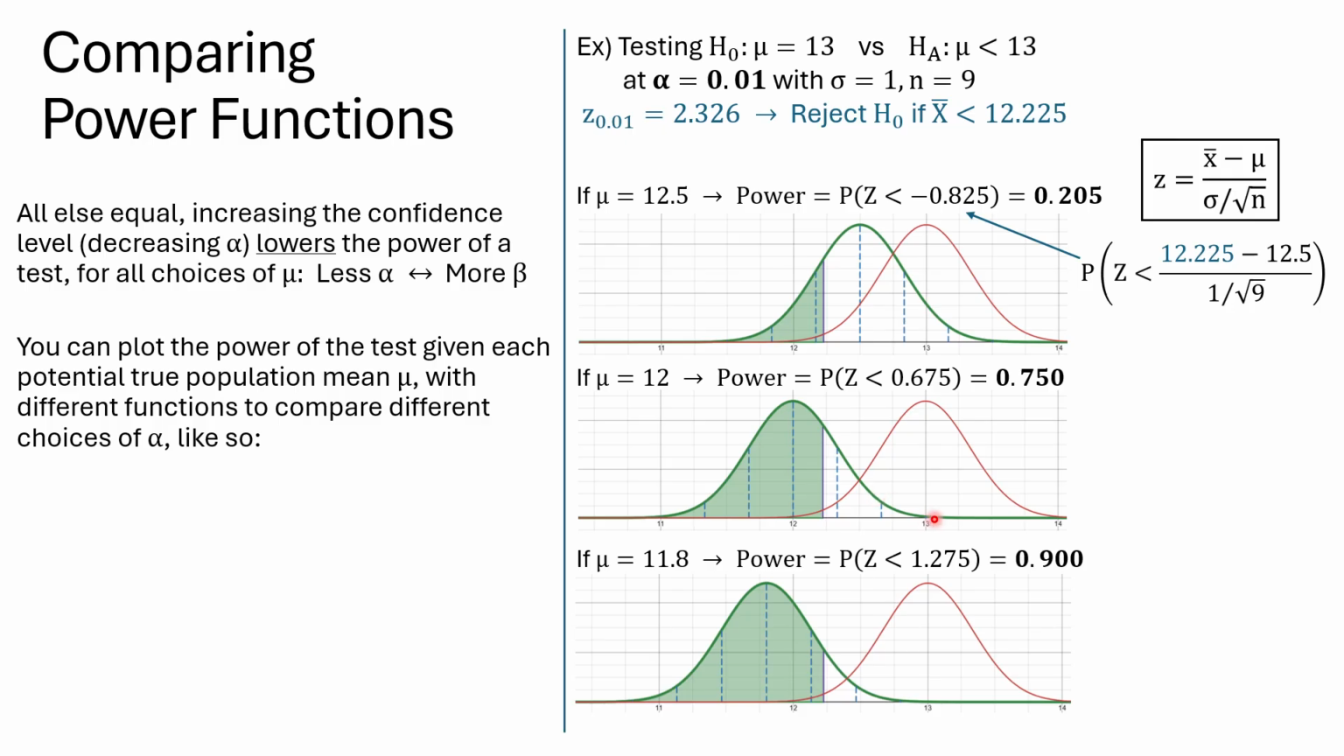If mu were 12, a little lower, it's a little better. The z-score of the critical value 12.225 as the sample mean is now 0.675 for our mean of 12.